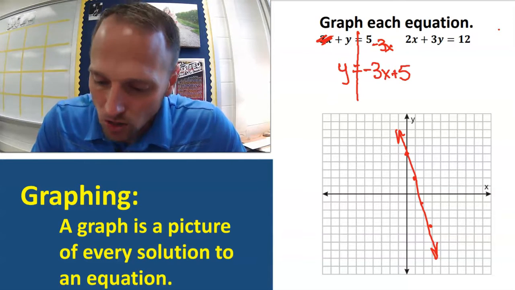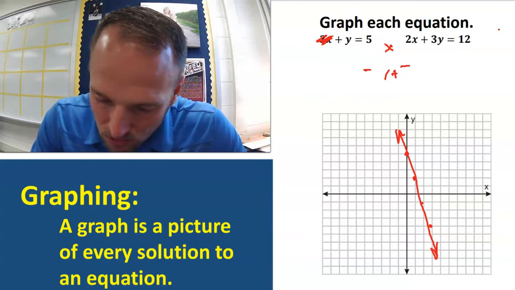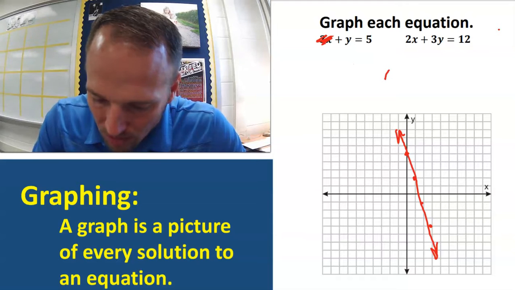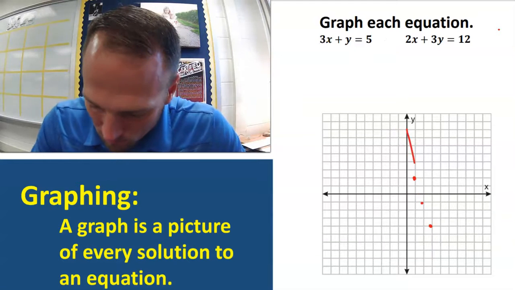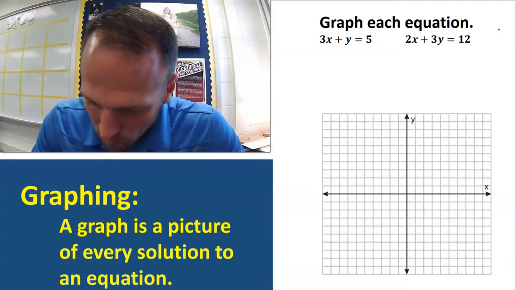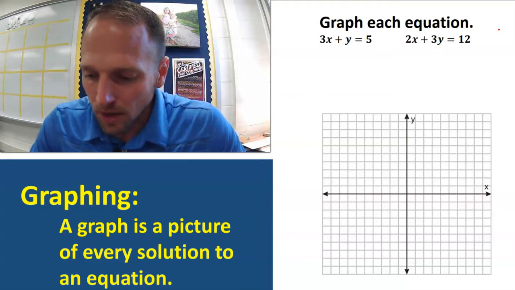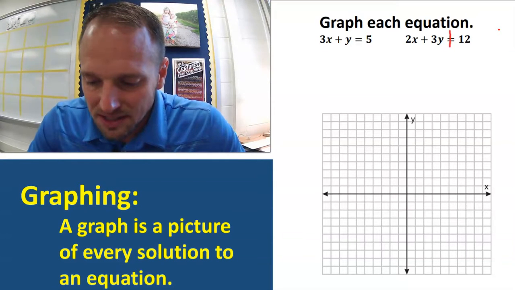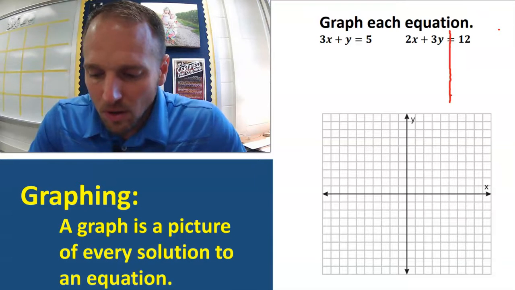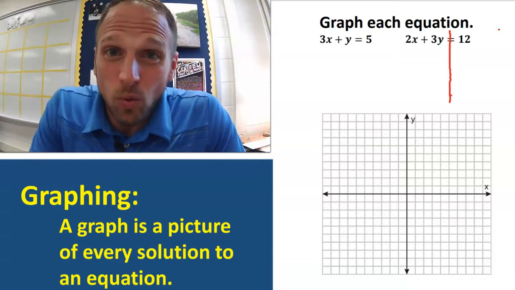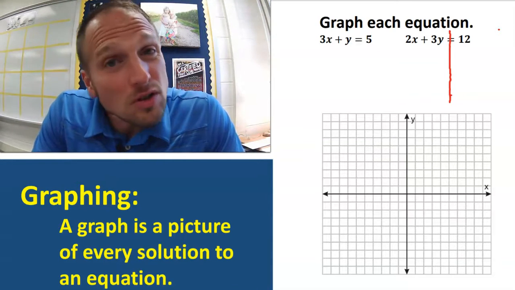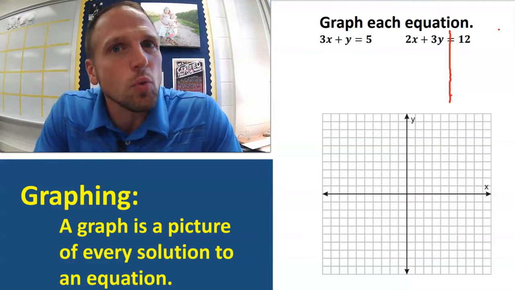Okay, all right, so I'm going to erase this so I have a little bit more room. Let's look at the next one. Next one, 2x plus 3y equals 12. Again, this is standard form, okay? But I don't want it written like this. I want it in slope-intercept form.